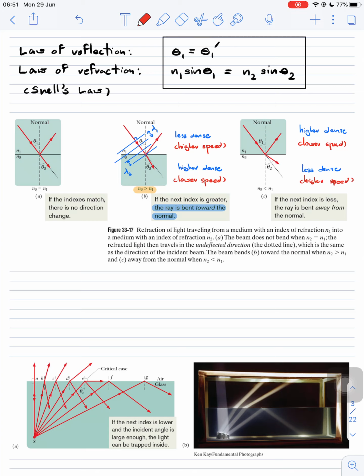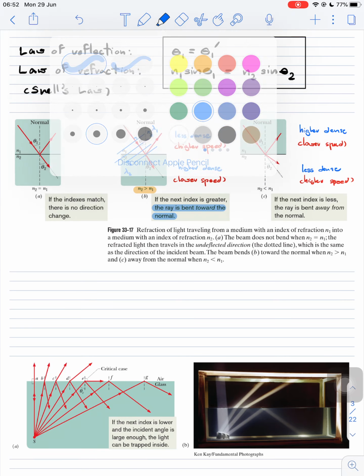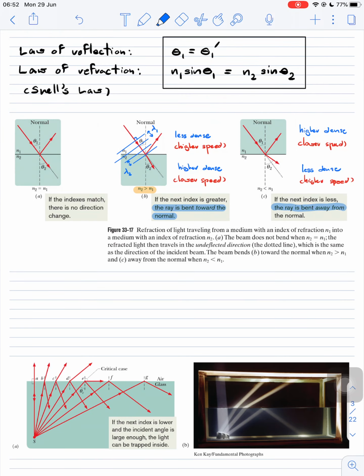Then again it means that the wavelength of the light in medium 1 should be less than the wavelength of the light in medium 2. So finally we can see that the refracted light is going to bend away from the normal line. Let's mark this: the ray is bent away from the normal line.